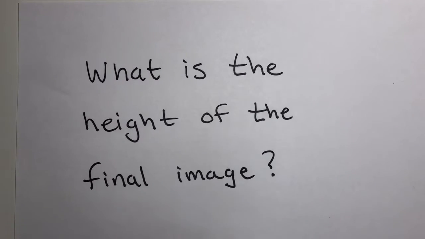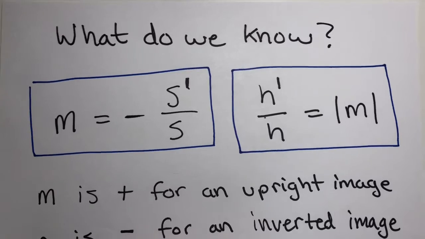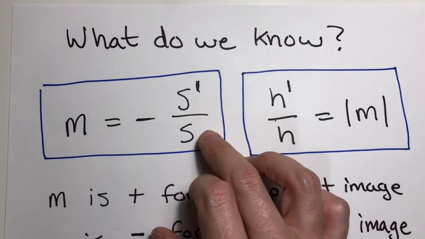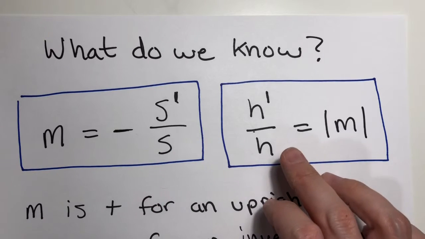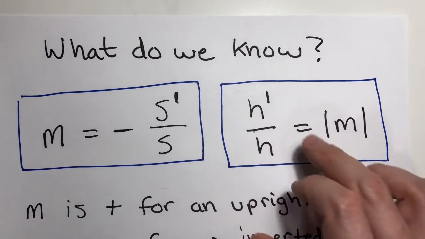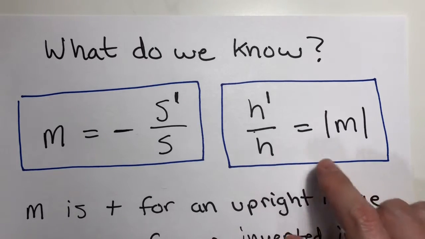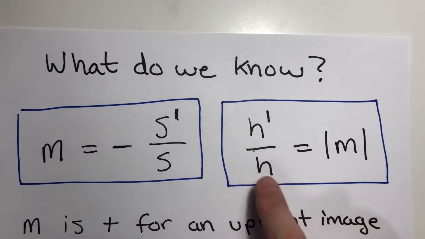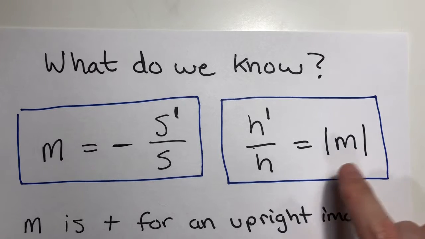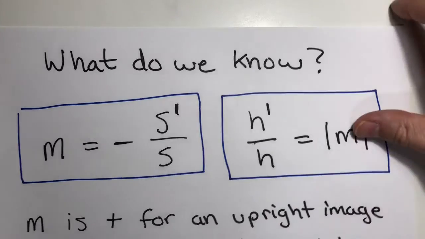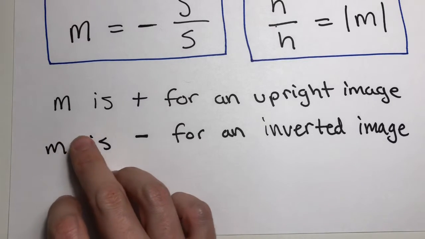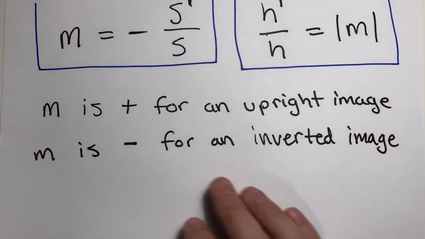Part B, what is the height of the final image? Okay, what do we know? We know that magnification equals the negative of the distance to the image over the distance to the object. And we know that the ratio of the height of the image over the height of the object is the absolute value of the magnification. So to find the height of the image, we just have to multiply the absolute value of the magnification times the height of the object. And it's also important to keep in mind that if the magnification ends up being positive, it's an upright image, and if magnification is negative, it's going to be an inverted image.